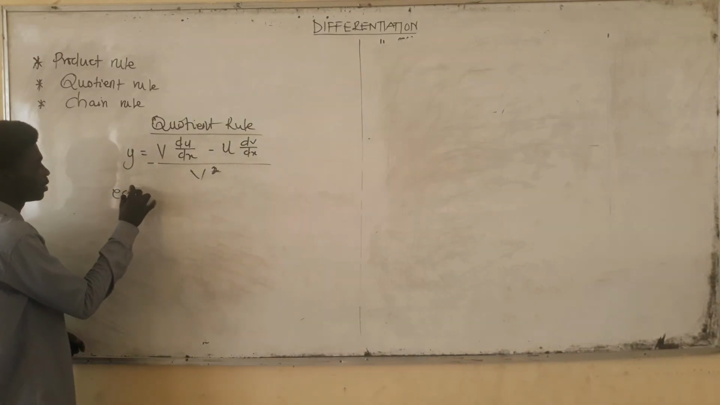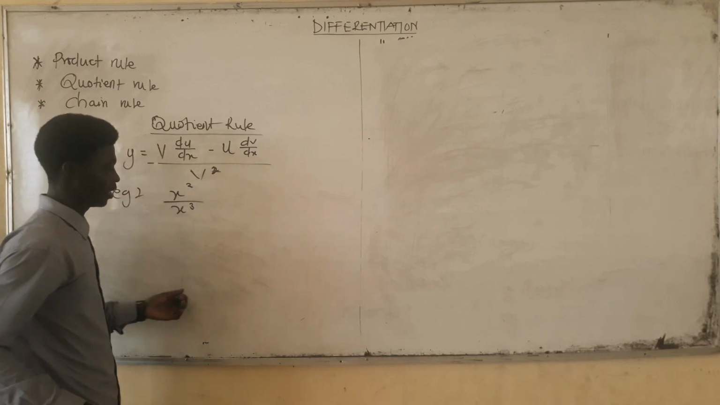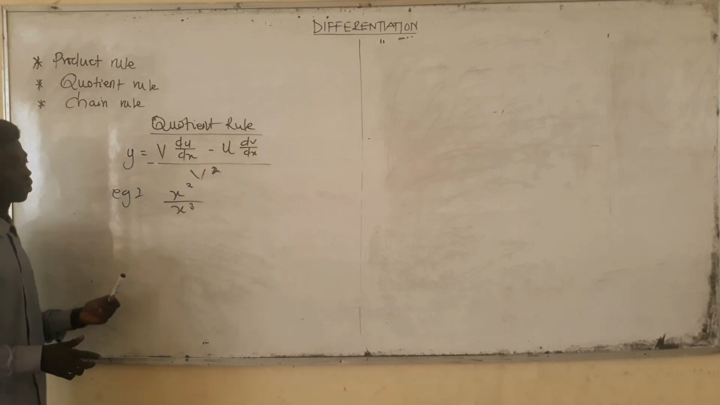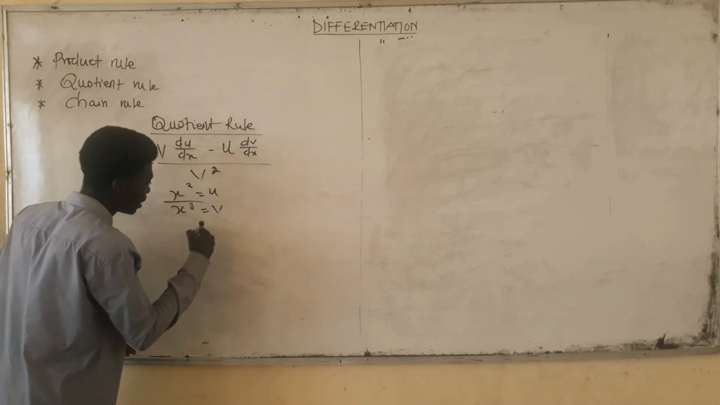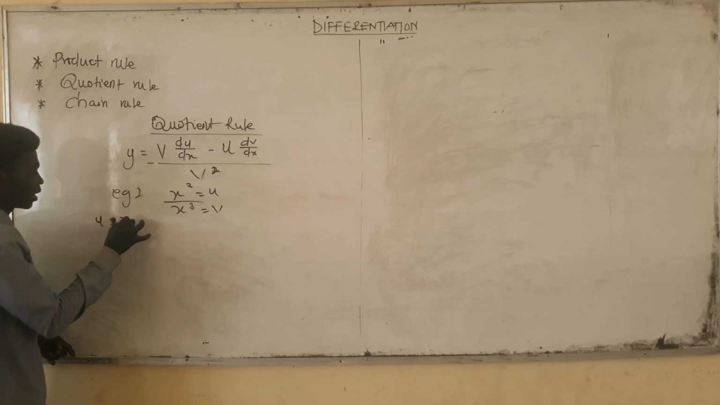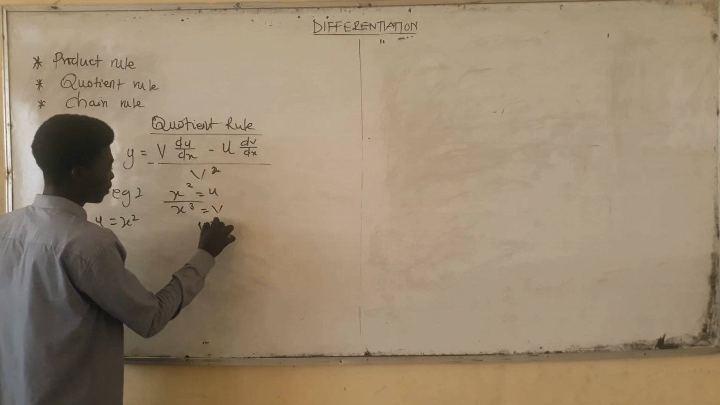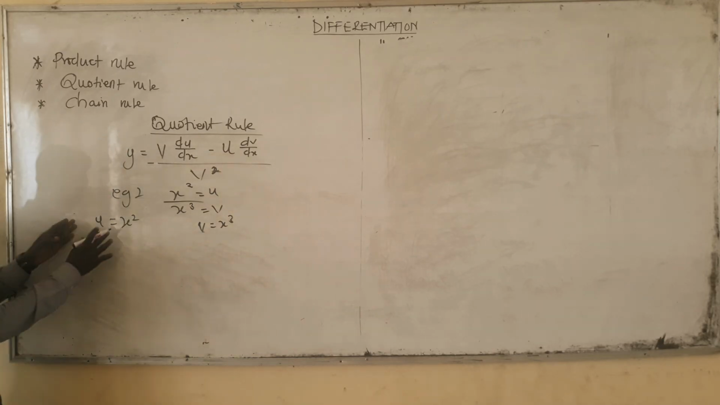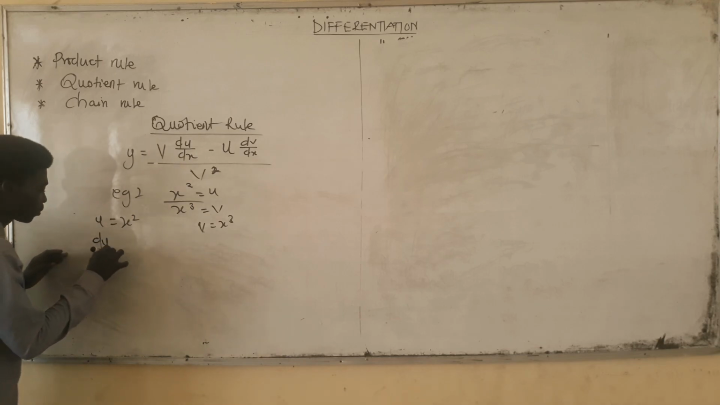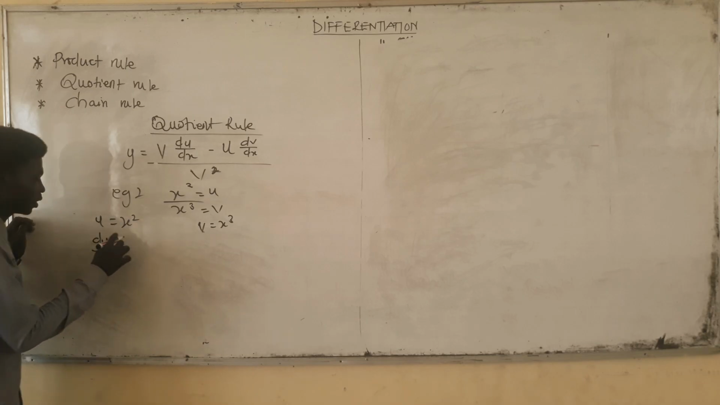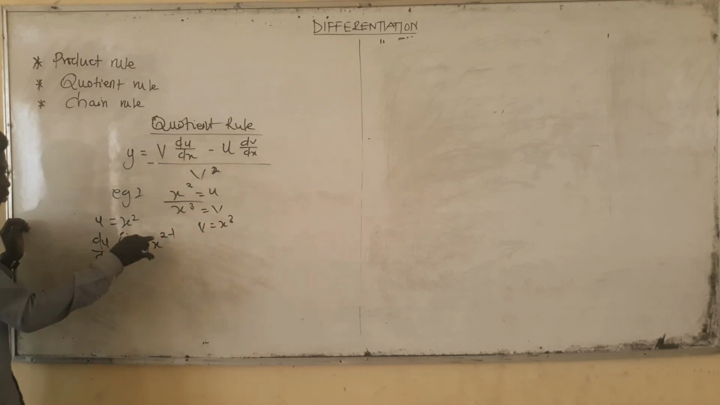Example 2: x to the power 2 all over x to the power 3. So this is a very simple question. Let's see how to solve this. We know that the numerator is our u and the denominator is our v. Now, u is x squared and v is x cubed. So now let's differentiate u and let's differentiate v. If you differentiate u, du/dx, we are getting 2 multiplied by the coefficient, which is 1, so 2 by 1, x to the power 2 minus 1, we subtract 1 from the exponent.